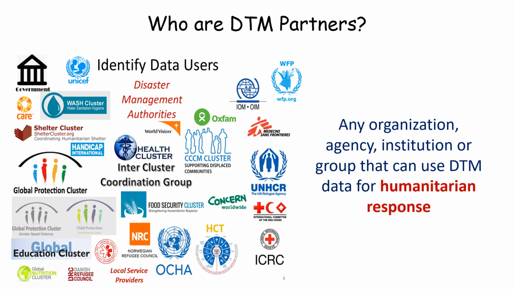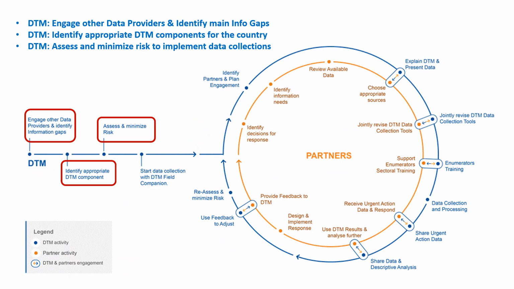All this talk about partners deserves a definition of who a partner is for DTM. Any organization, agency, institution or group that can use DTM data for humanitarian response is a partner. One of the many outcomes of the joint work under the Grand Bargain is a commonly agreed process and roles and responsibilities for both DTM and partners.